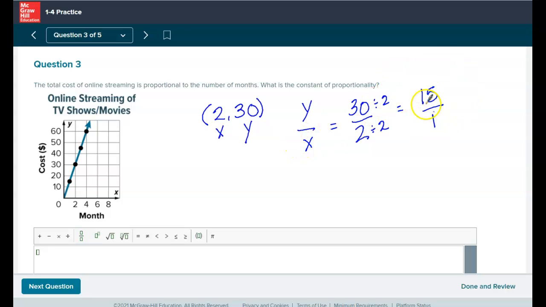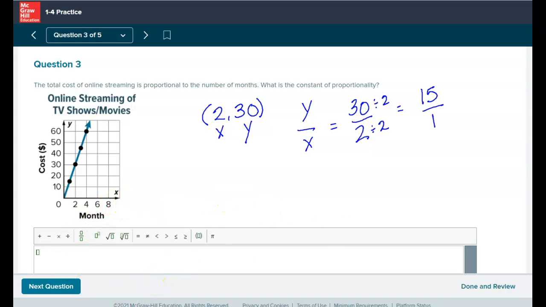So this is our constant of proportionality. Now over here, we're going to type 15 in the box. You don't have to put the over 1. It might even mark it wrong if you do. You never know with McGraw-Hill. Play it safe and just type 15.